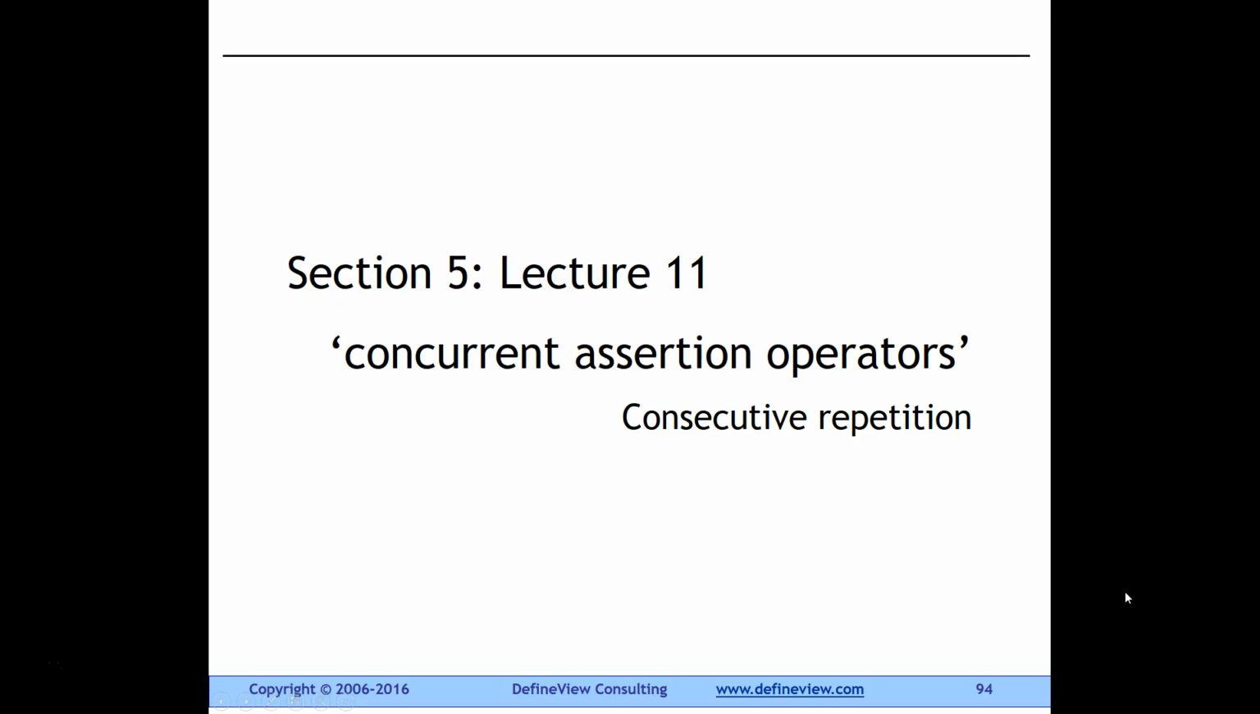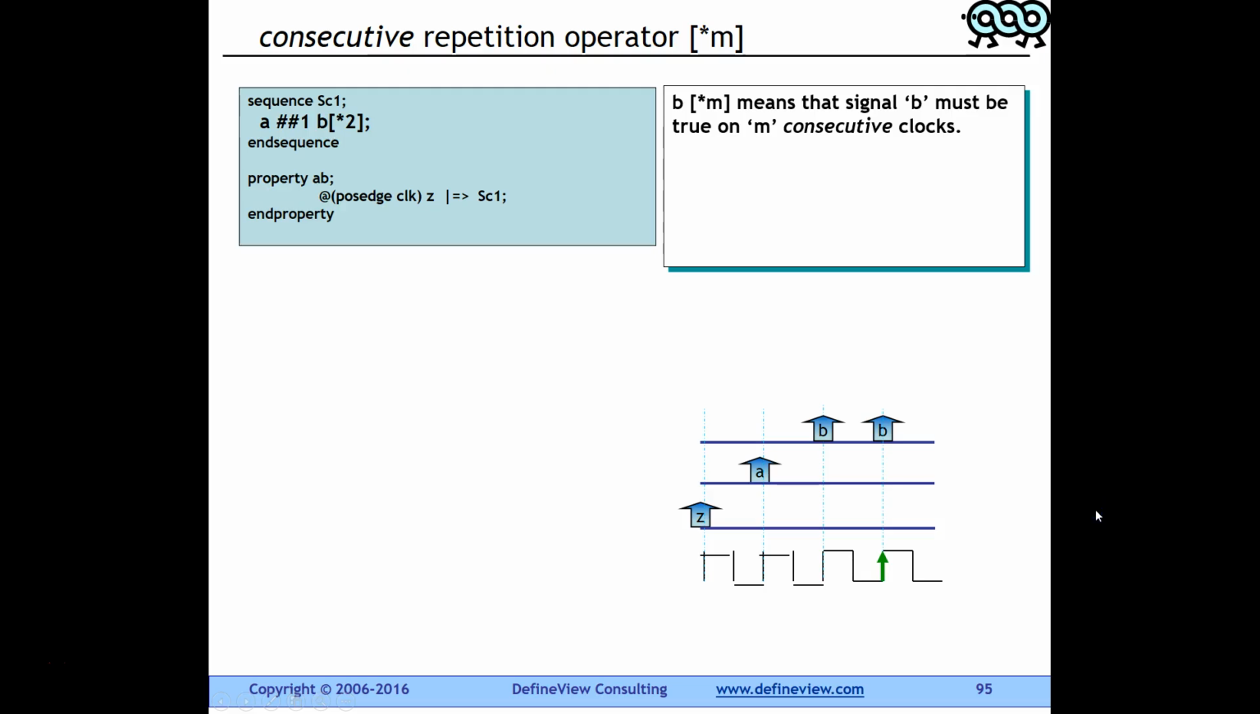We are continuing with the concurrent assertion operators. In the last lecture, we saw the clock delay and clock delay range operators. And now in this lecture we will see the consecutive repetition operator. Consecutive repetition operator star M.